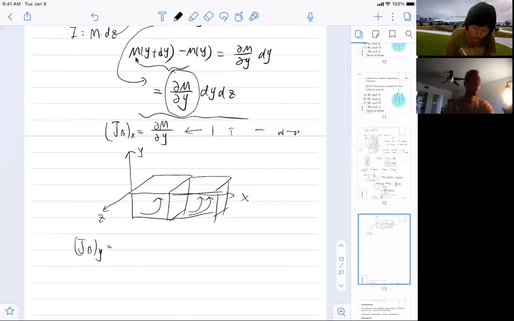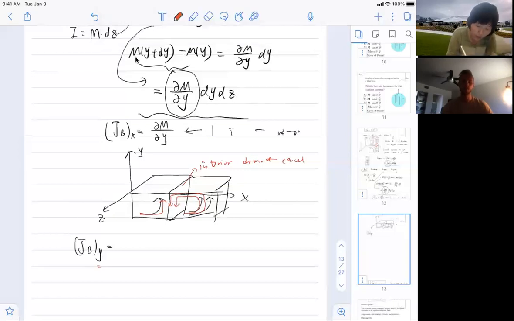You can see that here, let me do the red, it's going up, right? And for this one here, they're going down, but the one that's going down is a little bit stronger. So you will have a net bound current in the y direction, interior. So this is interior. They do not cancel.